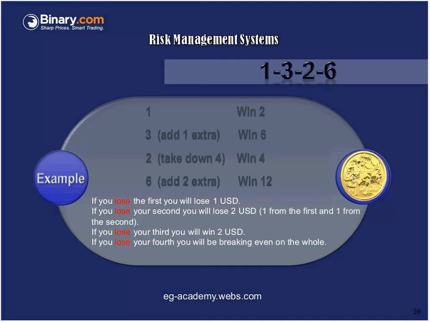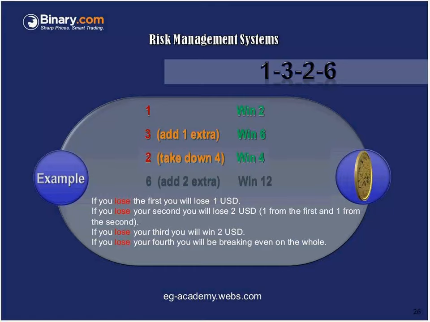So let's calculate it with this example. The odds of every event are 2, and you trade $1, you win $2. You trade $3, and you have to add $1 extra after you close your previous trade. You win $6. You trade $2, you take down $4 from the trading amount. You win $4. You trade $6, you have to add $2 extra.